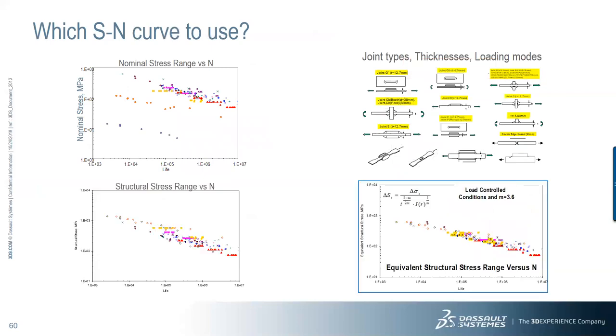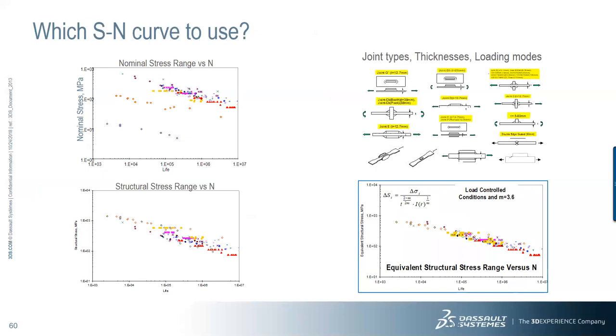Now, the next question that comes up is which SN curve to use. These are some of the joints that were tested by Battelle, and for these we plotted the nominal stress versus life, the structural stress versus life, and the equivalent structural stress versus life. When we look at the plot for nominal stress versus life, we see quite a scatter for these different kinds of joints with steel welds.